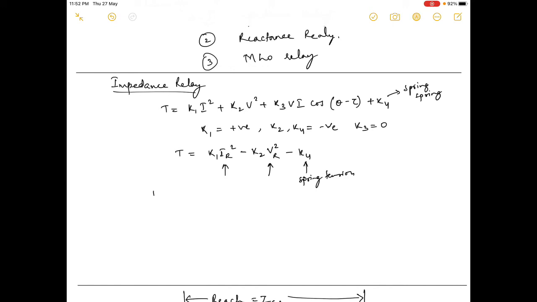See, the spring tension is very negligible. So the impedance relay is a voltage restraint over current relay. This is over current, IR square. Along with this voltage restraint, it becomes an impedance relay.